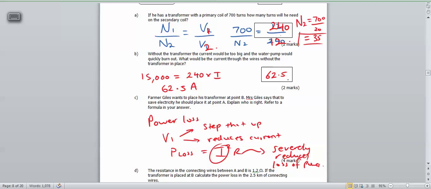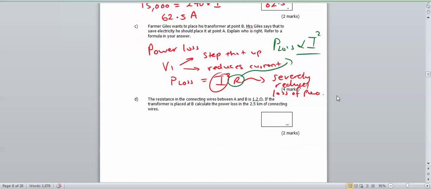Now you can't really do much about reducing the resistance because the resistance is pretty much due to the wire, and there's not much you can do. You might be able to have a small reduction in resistance, but considering that the power loss is proportional to I squared, then it makes sense to reduce the current by stepping up the voltage.